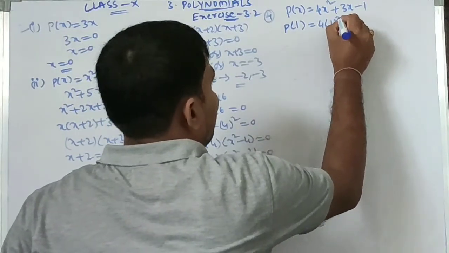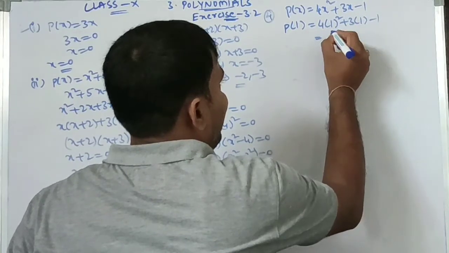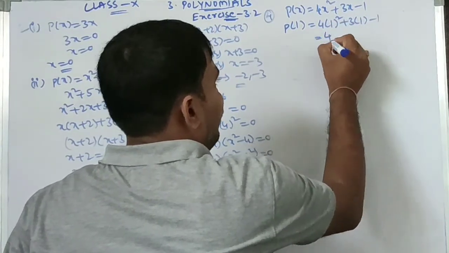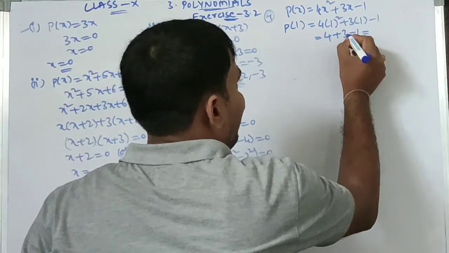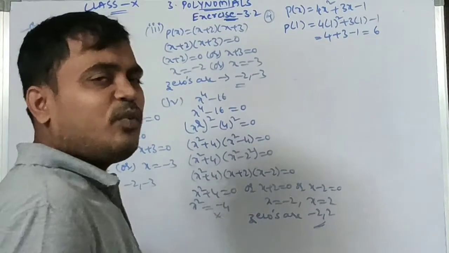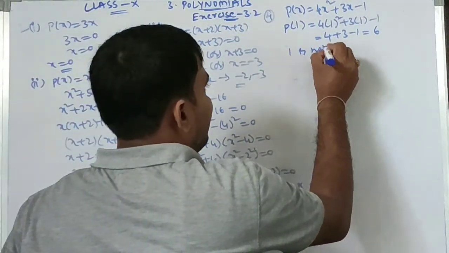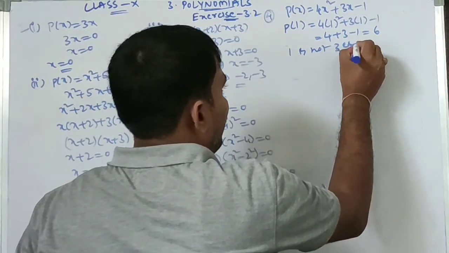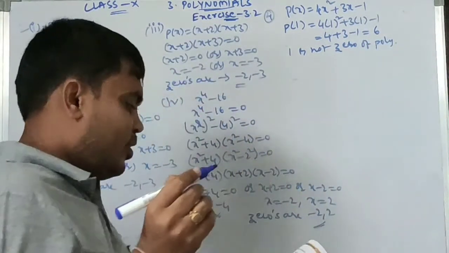4 of 1 square plus 3 of 1 minus 1. 4 into 1 square, 1 square is 1, 4 into 1 is 4. 3 into 1 is 3, minus 1. 4 plus 3 is 7, minus 1 is 6. So it is not equal to 0. So 1 is not a zero of the polynomial. Next, second, minus 1.